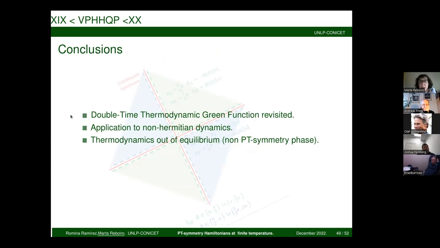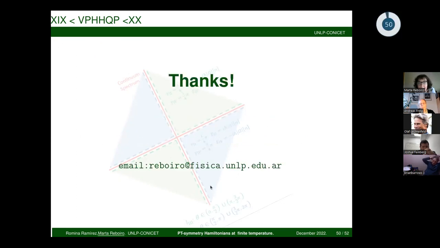And in this respect, I found that the double time thermodynamic Green function is a suitable way of dealing with these problems. Well, this work, we have not yet finished. It is not yet sent to publication, but I think next week we shall finish the writing work. Well, thank you very much for your attention.